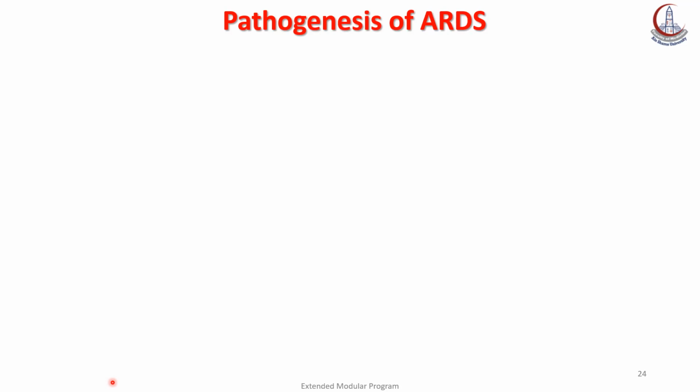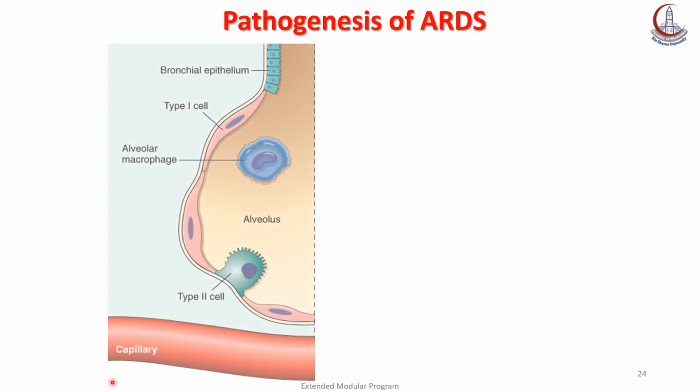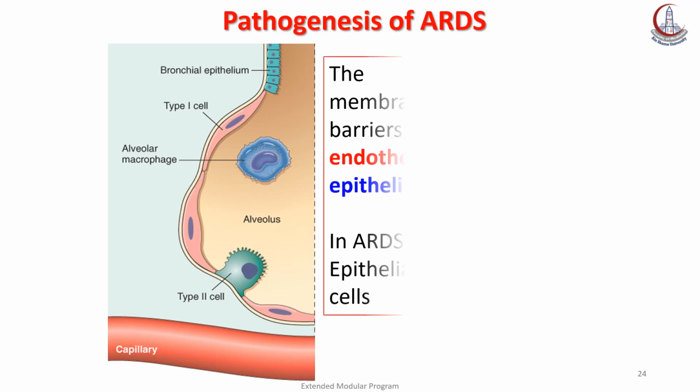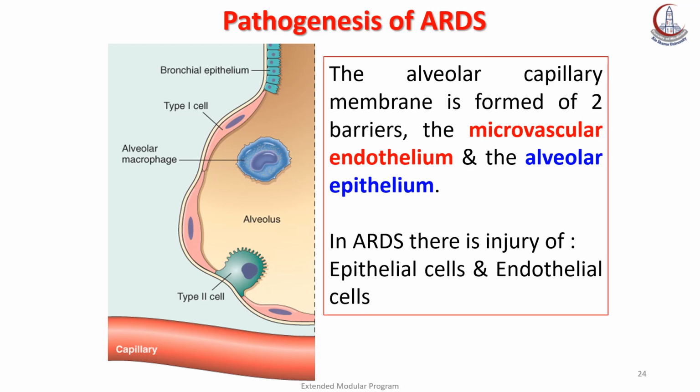What about the pathogenesis of acute respiratory distress syndrome? This diagram shows the normal alveolus lined by type 1 pneumocytes here and type 2 pneumocytes. And this is the lumen of the alveolus showing alveolar macrophages. And this is the alveolar capillary lined by endothelium. The alveolar capillary membrane is formed of two barriers, the microvascular endothelium and alveolar epithelium. In acute respiratory distress syndrome, there is damage of the epithelial lining of the alveolus and the endothelial lining of the alveolar capillary.